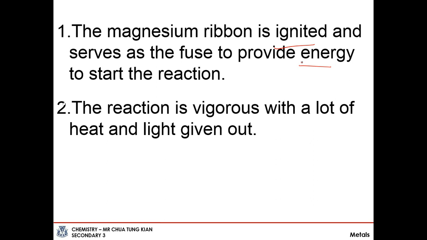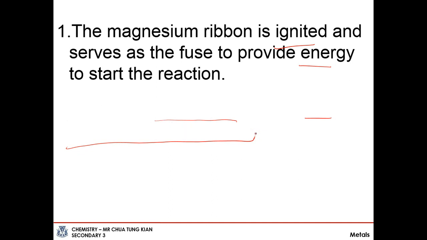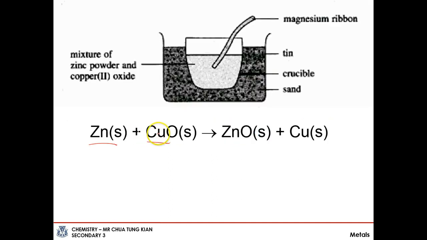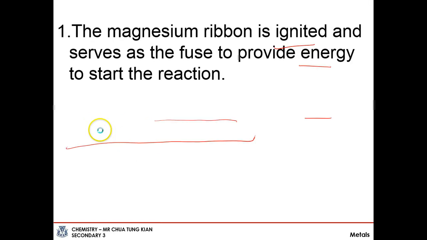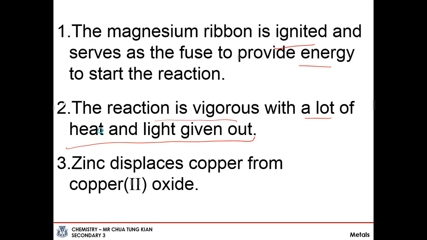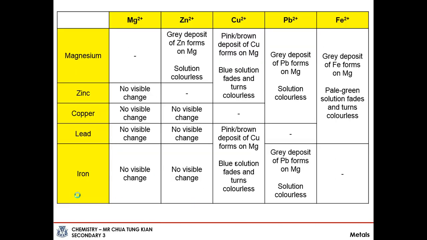And when the reaction starts, it is extremely vigorous. So it is self-sustaining because there's enough heat produced to sustain the reaction. And we have a lot of heat and light given off during this reaction. The reaction sustains itself until eventually there is no more copper oxide left or no more zinc left, and then the reaction will stop. Okay, so what do we have at the end of the day? We have the zinc displacing the copper from copper 2 oxide.